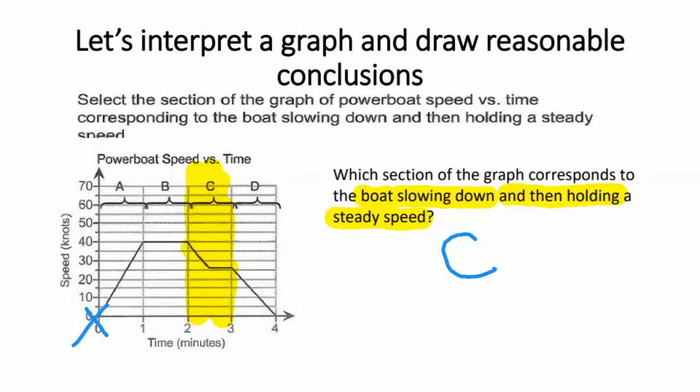Here he's at the dock. To move away, he speeds up. He then travels the water at a steady speed. But from here, he slows down and he holds a steady speed. And then he decreases as he gets back into port. So the part here is C.